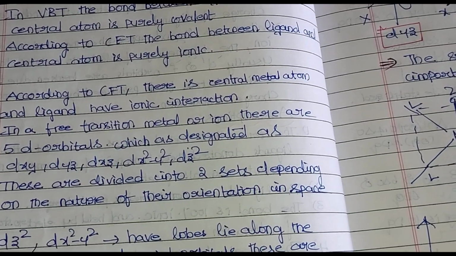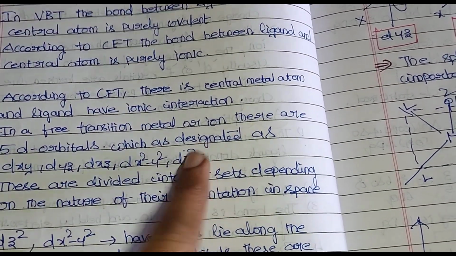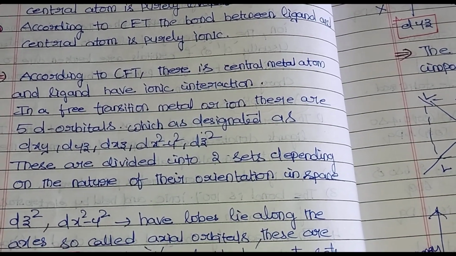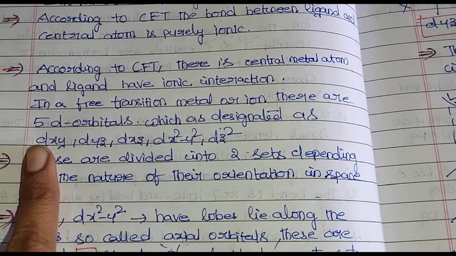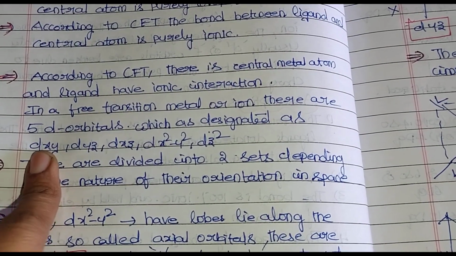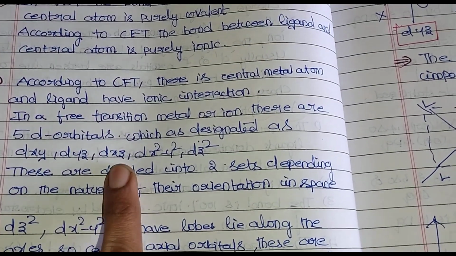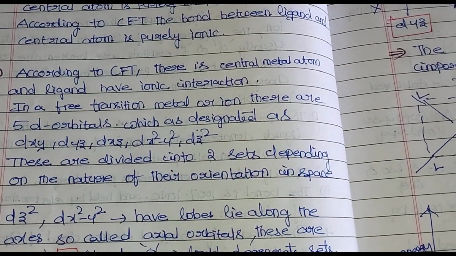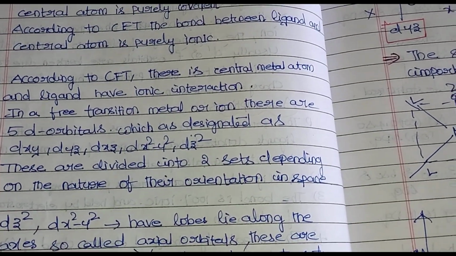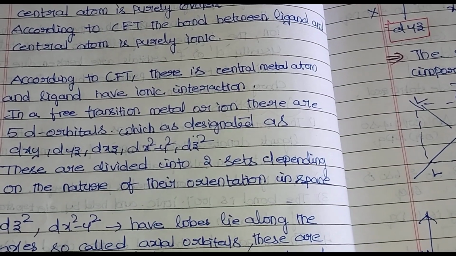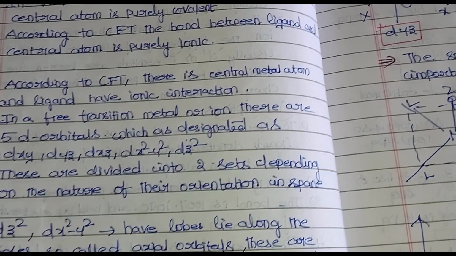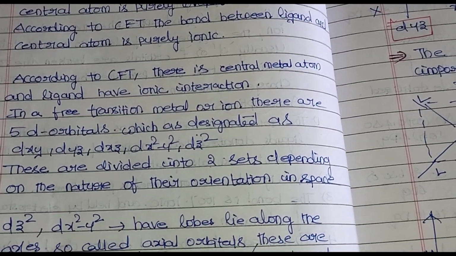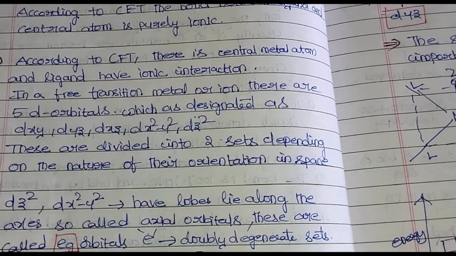In a free transition metal or ion, there are five d orbitals. We know that there are five d orbitals present, which are designated as dxy, dyz, dxz, dx square minus y square, and dz square. When splitting of the d orbitals takes place, these will be divided into two sets. How? Because of their orientation in space, they are divided into two sets. What are the two sets?